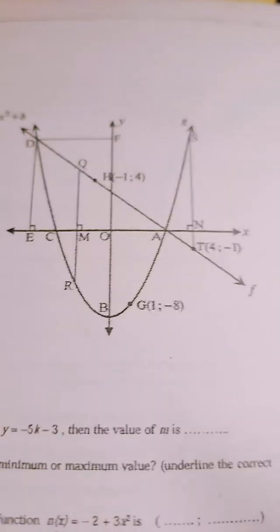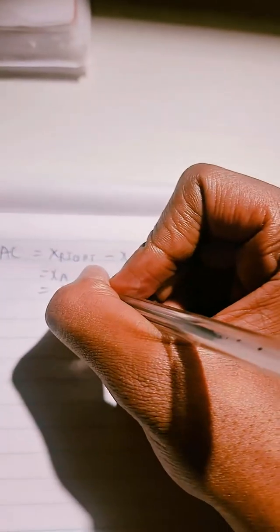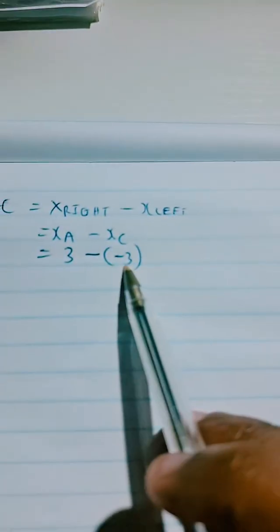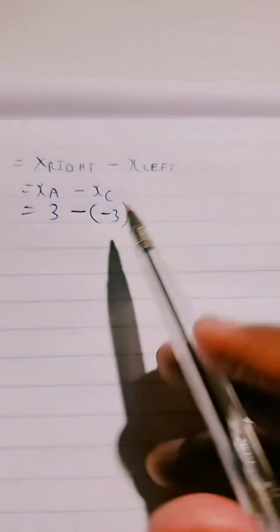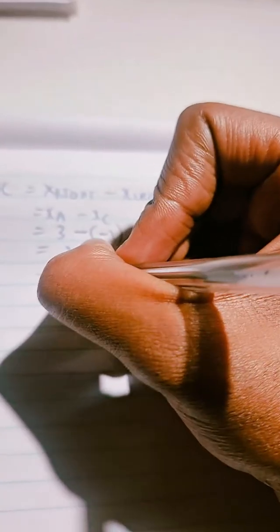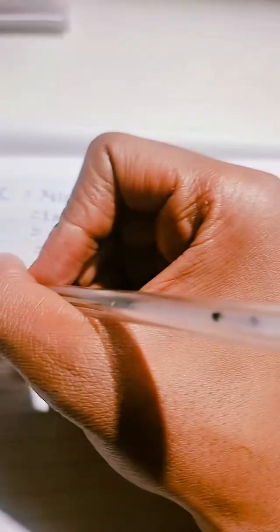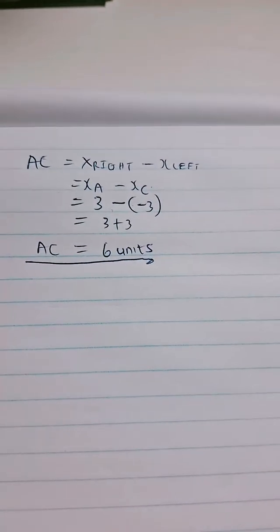So x on the left is -3. Remember, the formula already has a negative sign, but then the x coordinate of C is -3. So we have minus -3. A negative times a negative gives us a positive, so it's 3 plus 3, which gives us 6. But 6 what, guys? Very good. 6 units. So we say AC is 6 units.